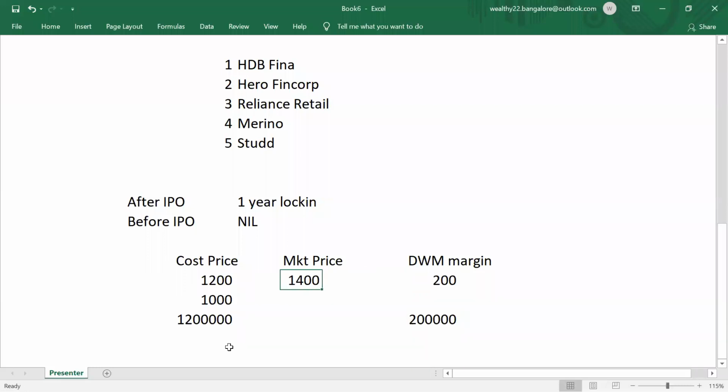Even if you sell this at 1,250, depending on the quantity sold, you will still make 50,000 rupees on that particular trade. And this is how many of the DWMs have been making a good amount. In fact, there are a couple of guys who focus purely on unlisted only, and they've been making 1 lakh, 2 lakh from unlisted itself.